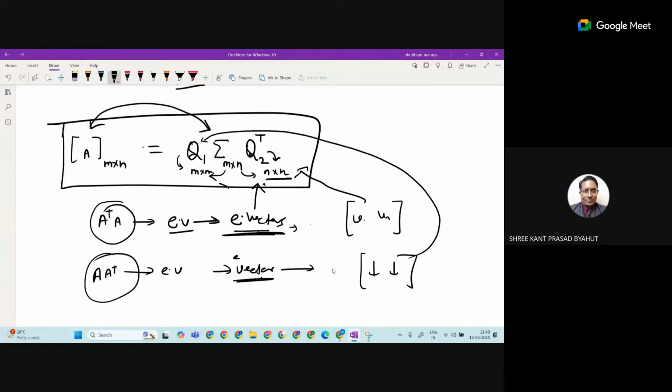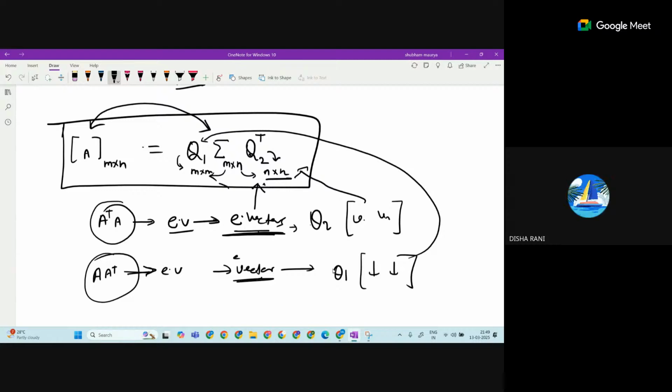Second question: suppose we started with A A transpose and we got Q1. This always gives Q1, and A transpose A gives Q2. Suppose we find that A A transpose is easier, and we started with it to get Q1. Then how will we get Q2?